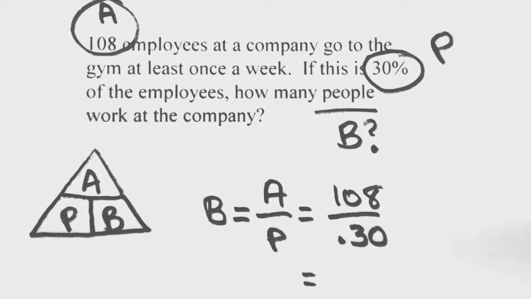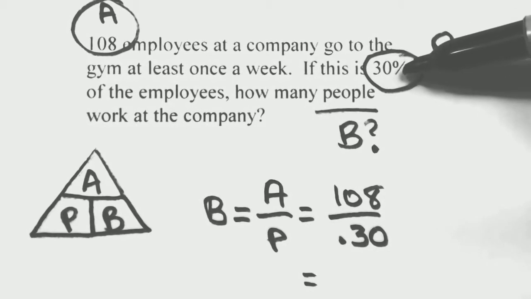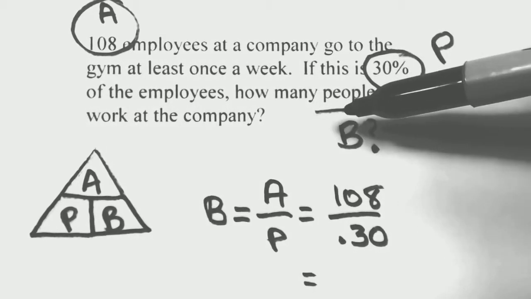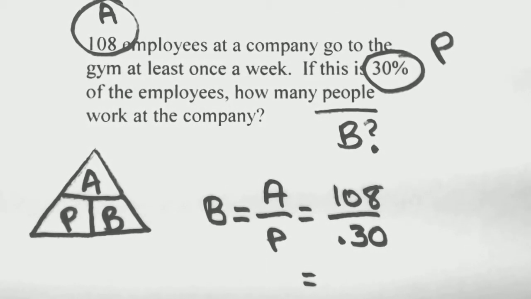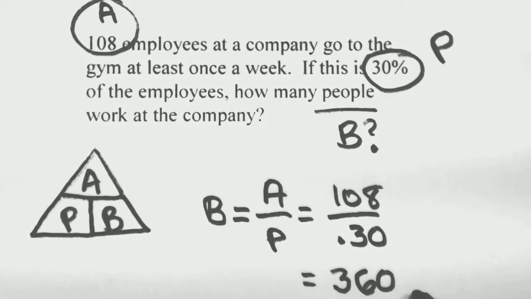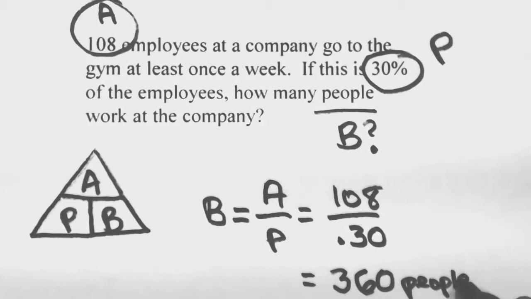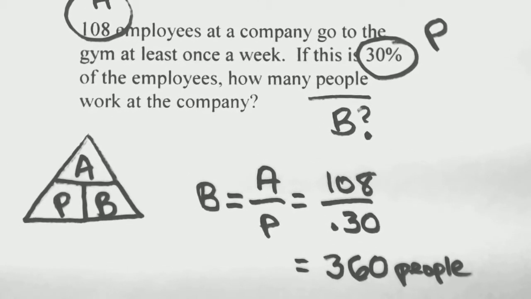But now, of course, what we need to do is go get that. Now, remember, here's the idea. Not everybody at the company goes to the gym. Only 30% of the folks do. So the number of people we get working at the company better be a lot more than the 108. Let's see what we get here. 108, and we're going to divide it by the 0.3. And what'd you come up with? Okay, I did that. I came up with 360 people who work at the company.